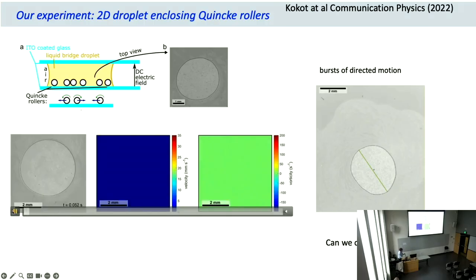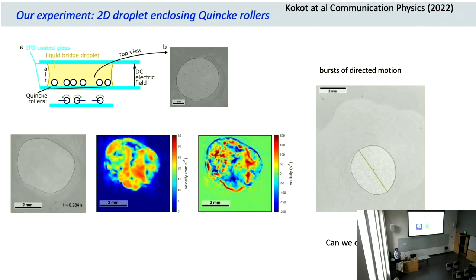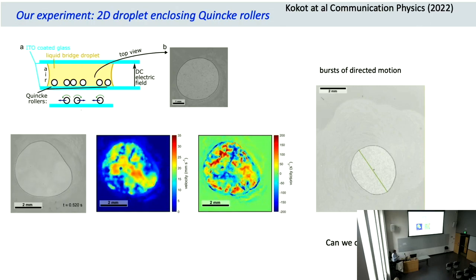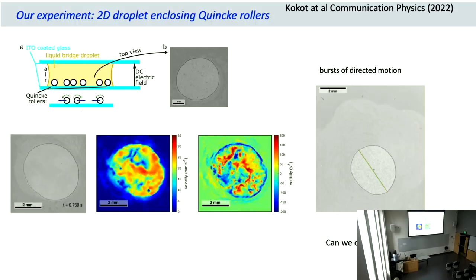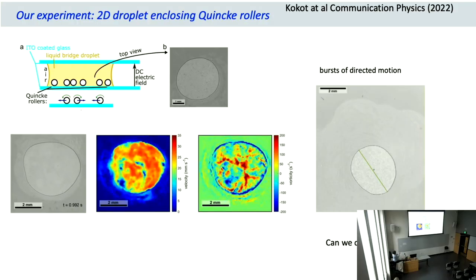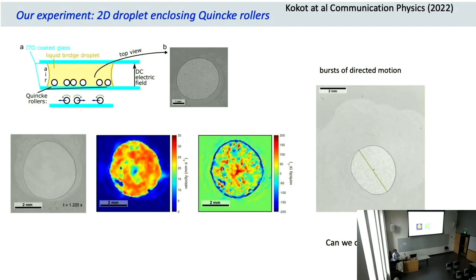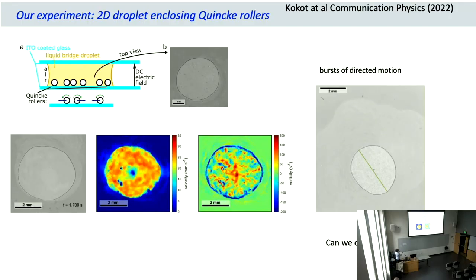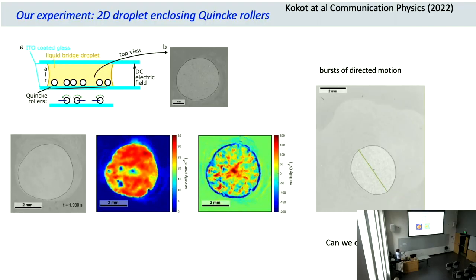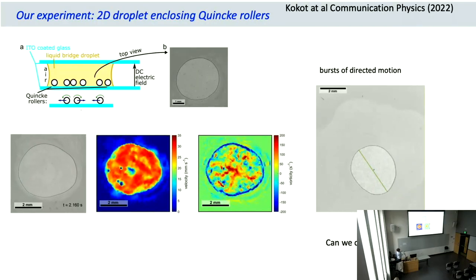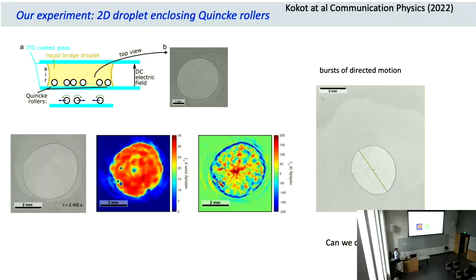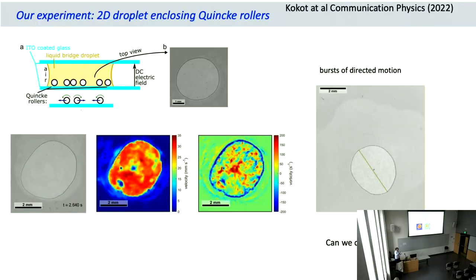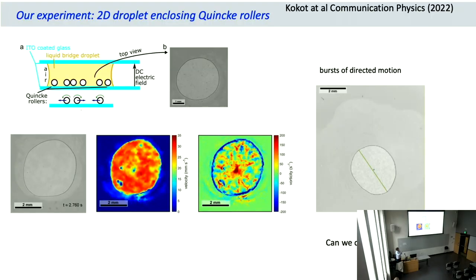If you now activate them, so if you exceed the threshold for Quincke rotation, they all start rolling around. And what do you see? First of all, the shape, the contour of the droplet, changes. This is a quasi-2D droplet, and it starts fluctuating. This is the flow, and this is the vorticity. The Quincke rollers generate a vortex-like flow, but it's accompanied by very strong fluctuations.